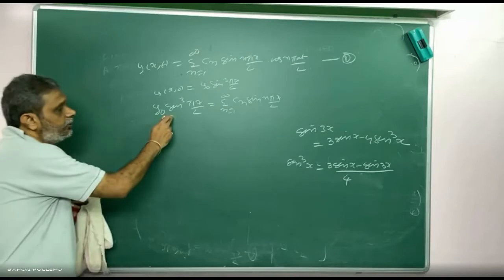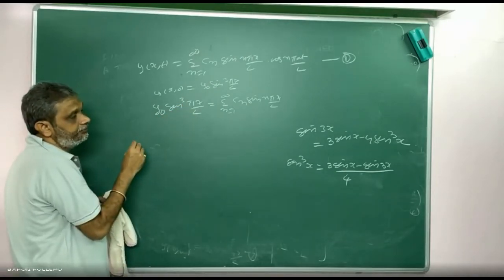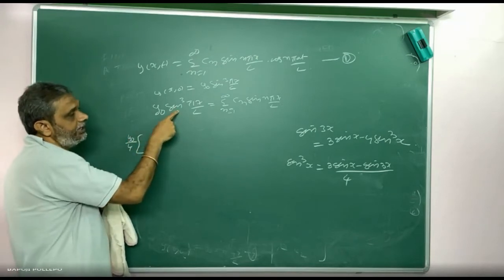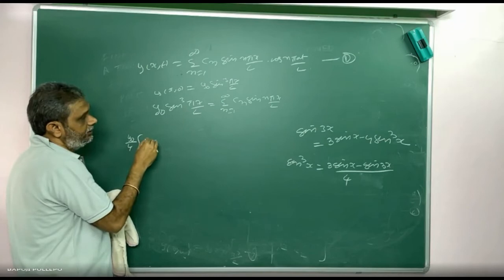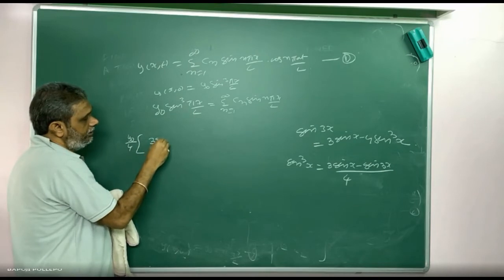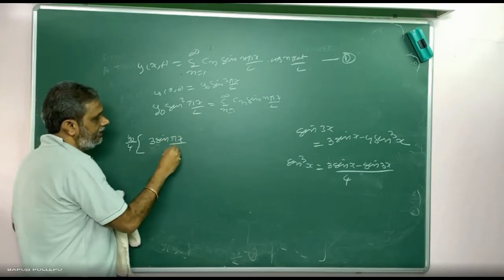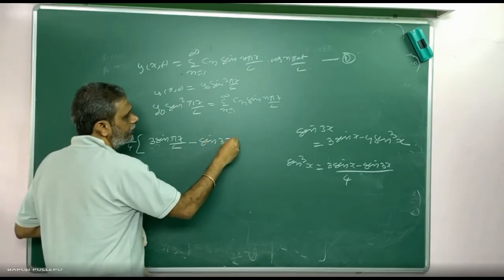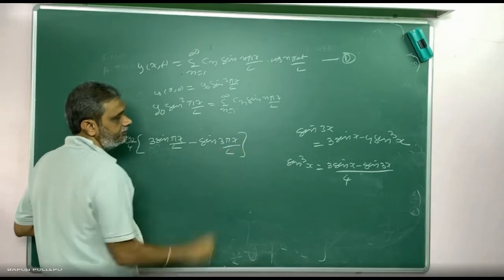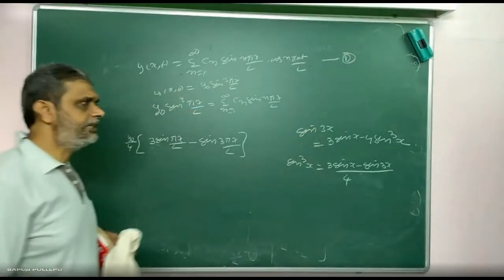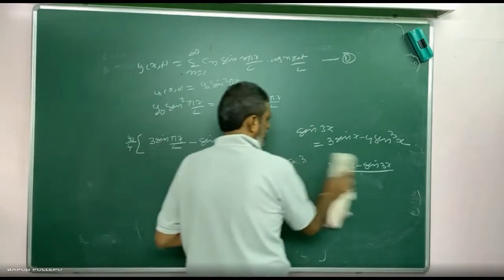So, how can I write this sin cube pi x by L? Y naught by 4 into sin cube pi x by L can I write as 3 sin pi x by L minus sin 3 pi x by L, divided by 4. Do you agree? Yes, sir. If you want, you can note this down. I will rub it off fast. You know the sin 3x formula.